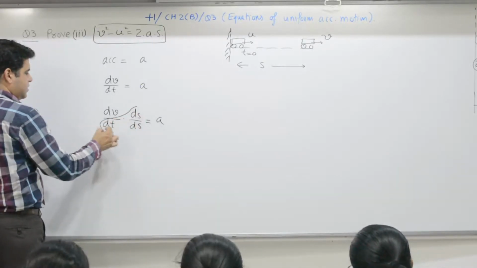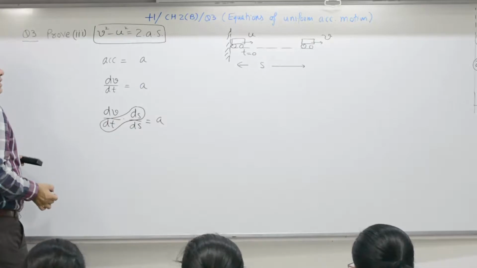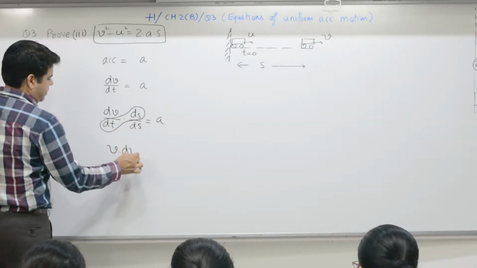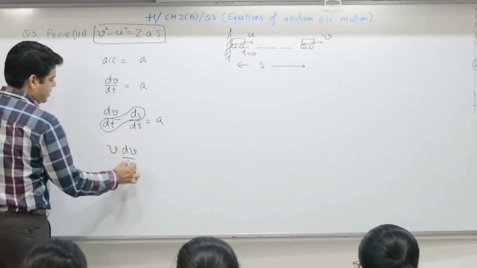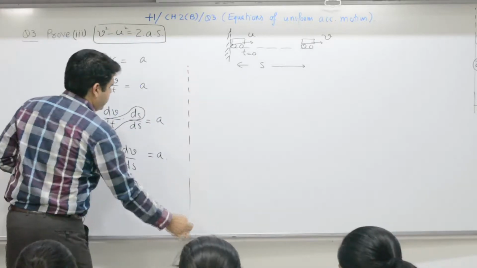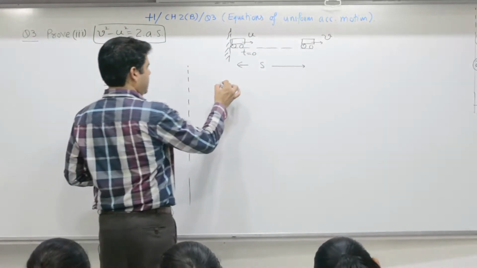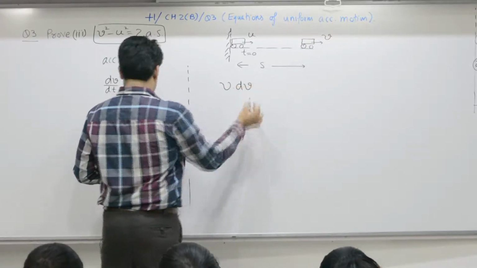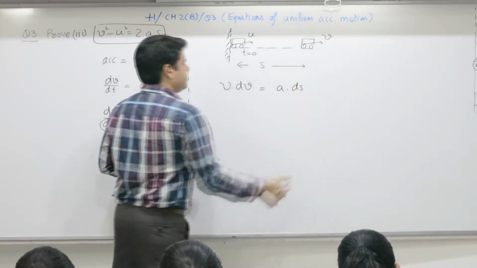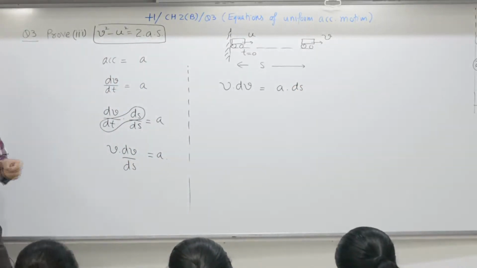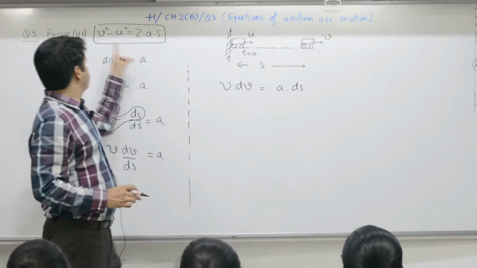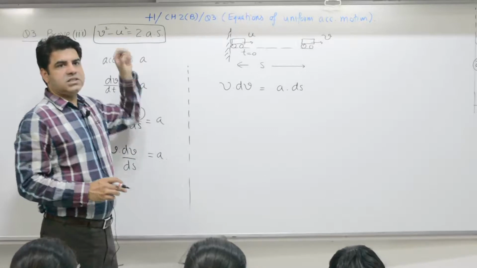What is this? ds by dt is what? V. So, I can write as v dv, ds is in denominator, ds is equal to a. V dv is equal to a ds. Now, everything is in terms of velocity, acceleration, s. What is the next step?